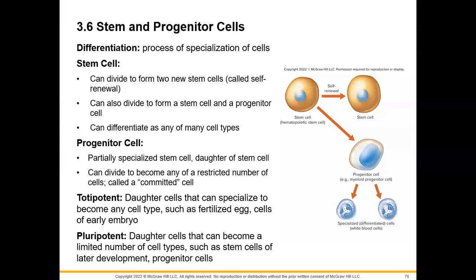Totipotent are daughter cells that can specialize to become any cell type, or the cells produced in very early embryo development. Pluripotent are daughter cells that can become a limited number of cell types. These include stem cells of later development and progenitor cells. We have stem cells in our stomach that can make a number of cells within the lining of the stomach, but they can't make completely other types of cells like blood cells or skin cells, just things related to the stomach.